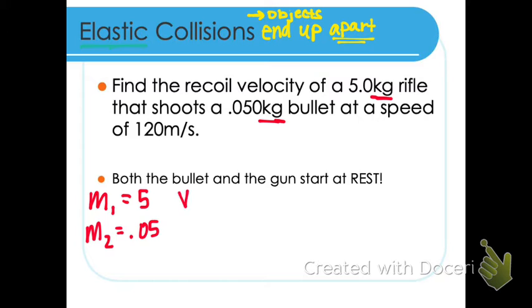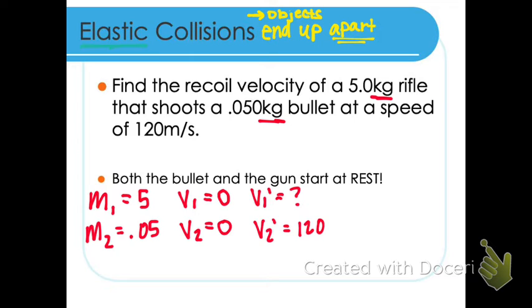Okay, the initial velocity of the first object, the gun, is 0. Initial velocity of the bullet is 0. We don't need to write the mass again, right? Because the mass is not changing. But V1 prime, that's the velocity of the gun after the collision. What's that going to be? Yeah, that's right. We don't know. That's what we're solving for, right? That's my question mark. And then V2 prime is 120 meters per second. We're going to assume that the bullet's direction is the positive direction, and we'll find the gun's velocity.